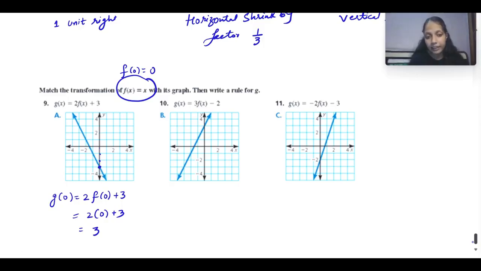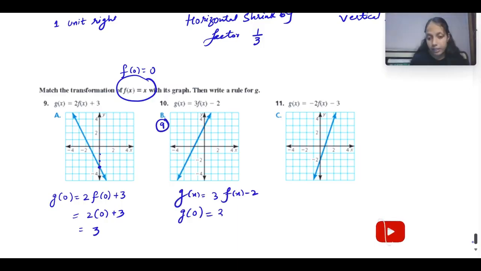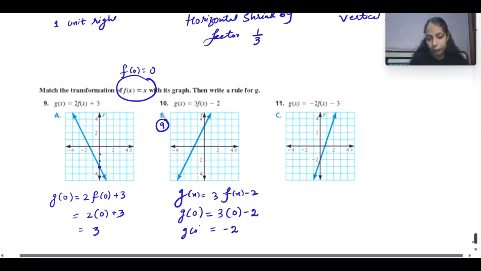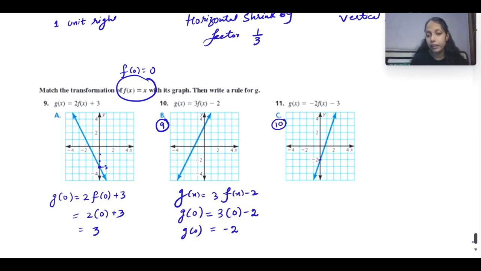Here it cuts at negative 3. It's not. It cuts at 1, 2, 3, a positive 3. So this is the correct graph for question number 9. Now look at the 10th. G of 0 is 3 times 0 minus 2. Why? Because f of 0 is 0, minus 2. G of 0 is negative 2. Where does it cut at minus 2? It cuts at a negative 3, and this is already done. This cuts at minus 2. So this is the correct graph for question number 10.